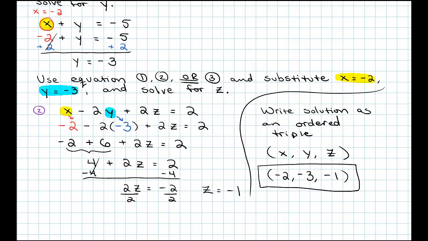In order to check your work, you would want to substitute the ordered triple back into all 3 original equations, equations 1, 2, and 3, and it has to come out true for all 3. If it doesn't come out true for all 3, that means we made a mistake. So I'll leave that check for you. All right, that's it for this problem.